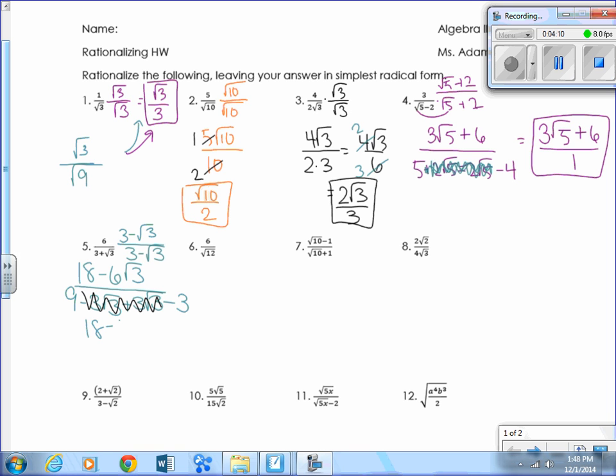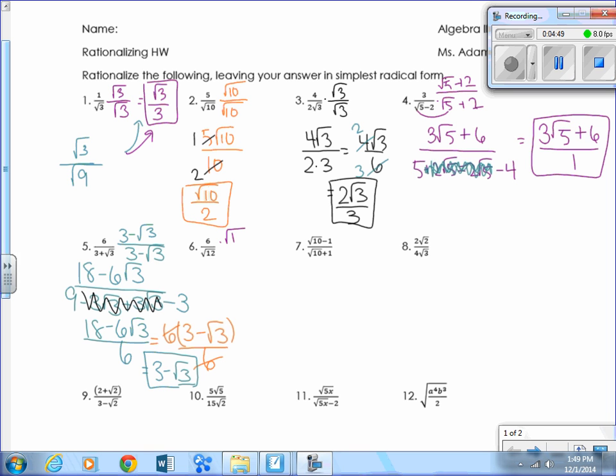So I'm left with 18 minus 6 times the square root of 3 all over 9 minus 3, that's 6. Okay, but remember my favorite thing to do, factor the numerator, because I can pull a 6 out of everything. And I'm left with 3 minus the square root of 3. And then these 6's cancel. So your final answer is just 3 minus the square root of 3. Okay? Always simplify all the way. Try and factor and cancel stuff out.